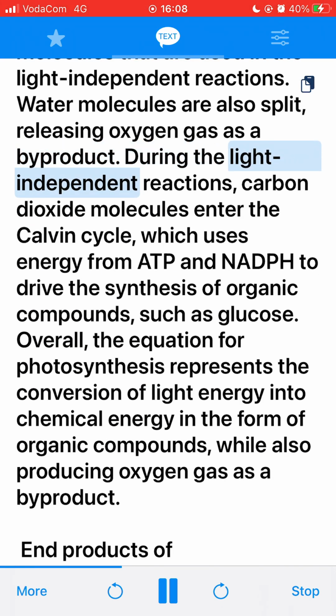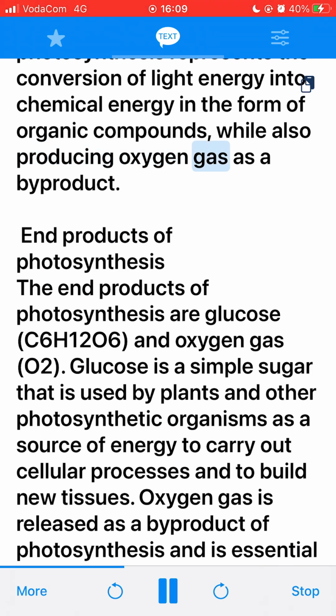During the light-independent reactions, carbon dioxide molecules enter the Calvin cycle, which uses energy from ATP and NADPH to drive the synthesis of organic compounds, such as glucose. Overall, the equation for photosynthesis represents the conversion of light energy into chemical energy in the form of organic compounds, while also producing oxygen gas as a byproduct.